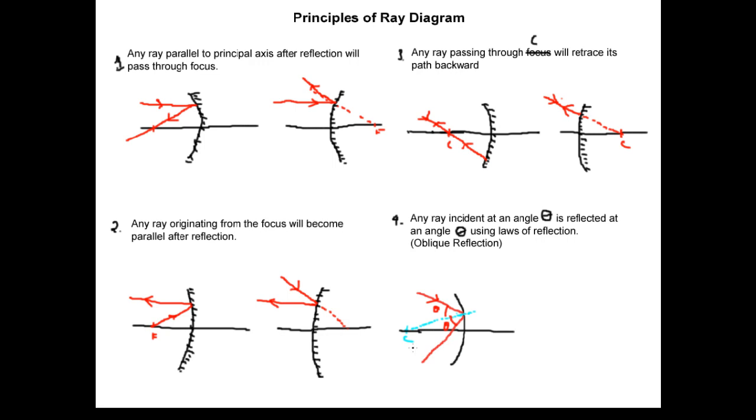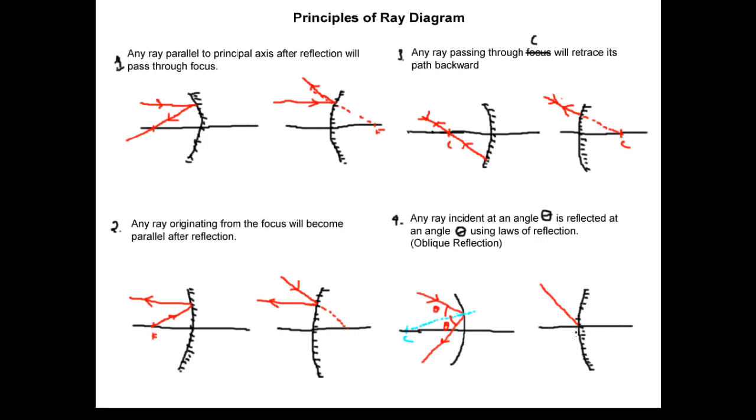In case of a convex mirror also, same thing. If I consider this mirror, theta, theta. Clear? So these are called oblique reflections.